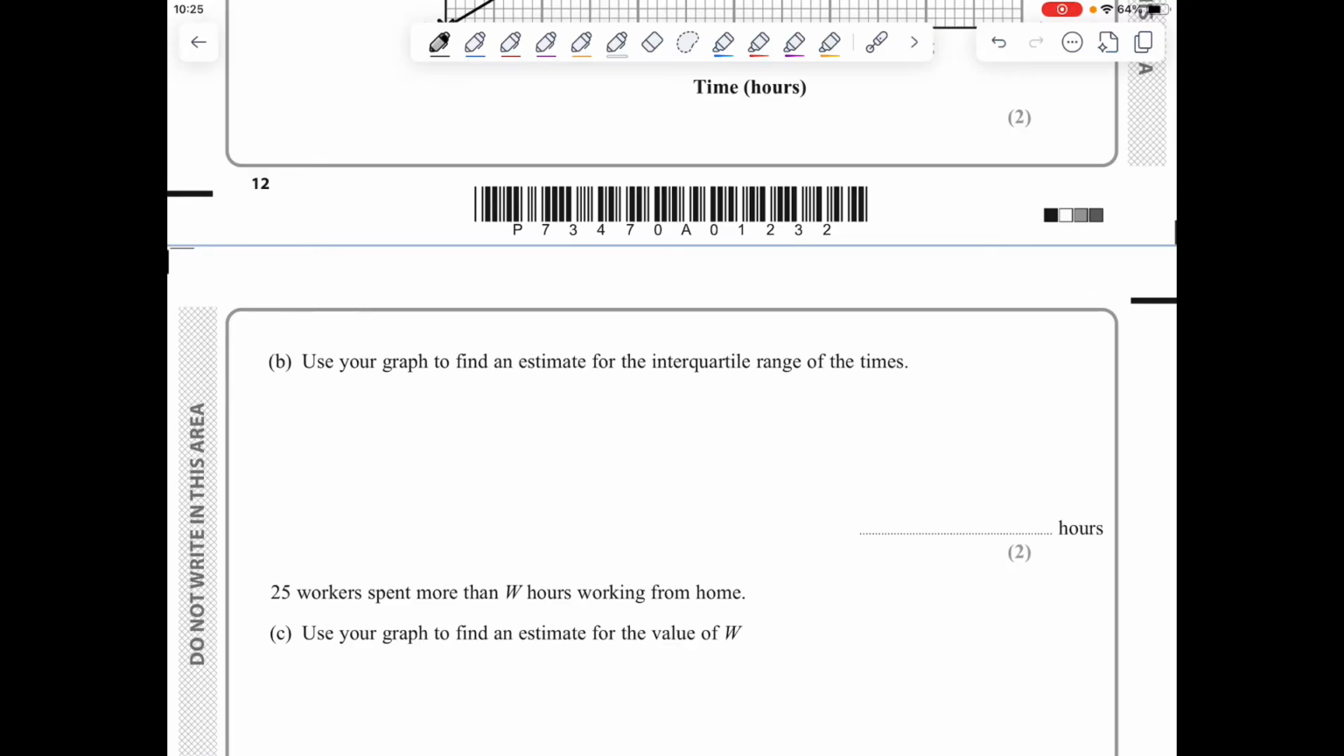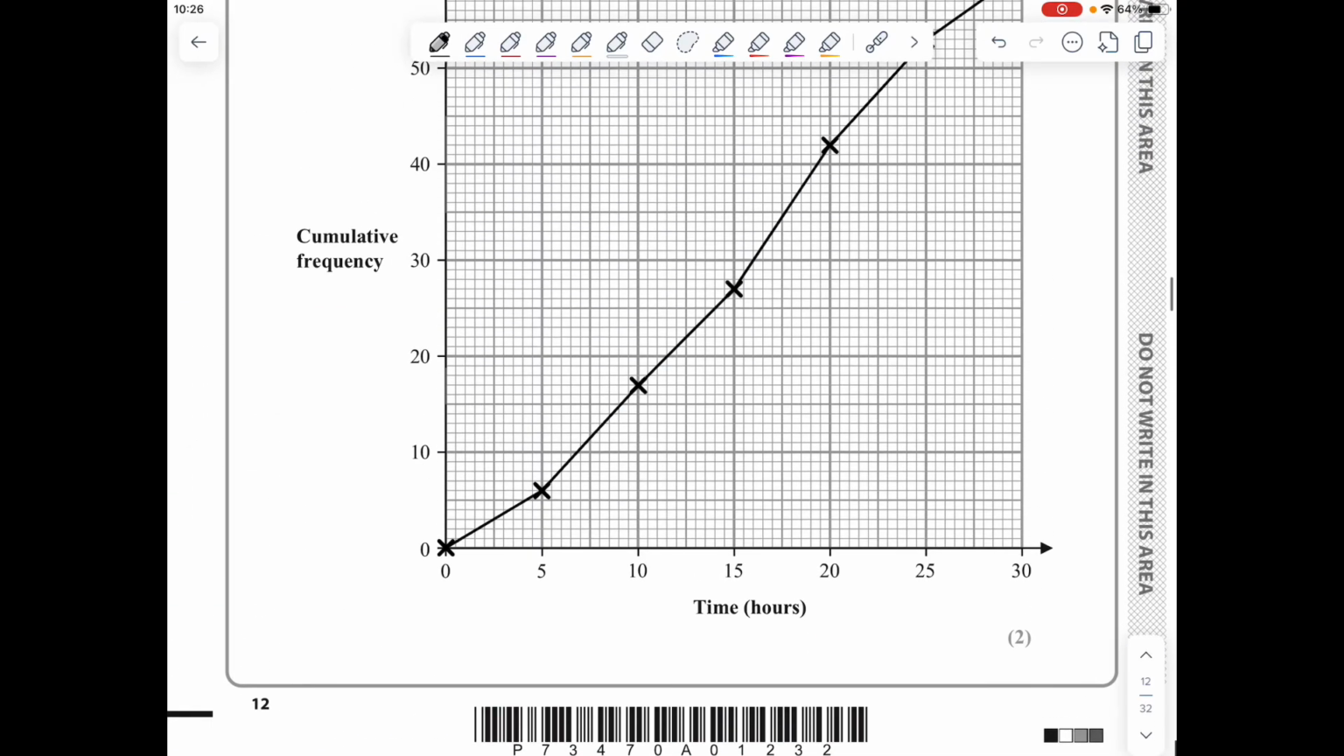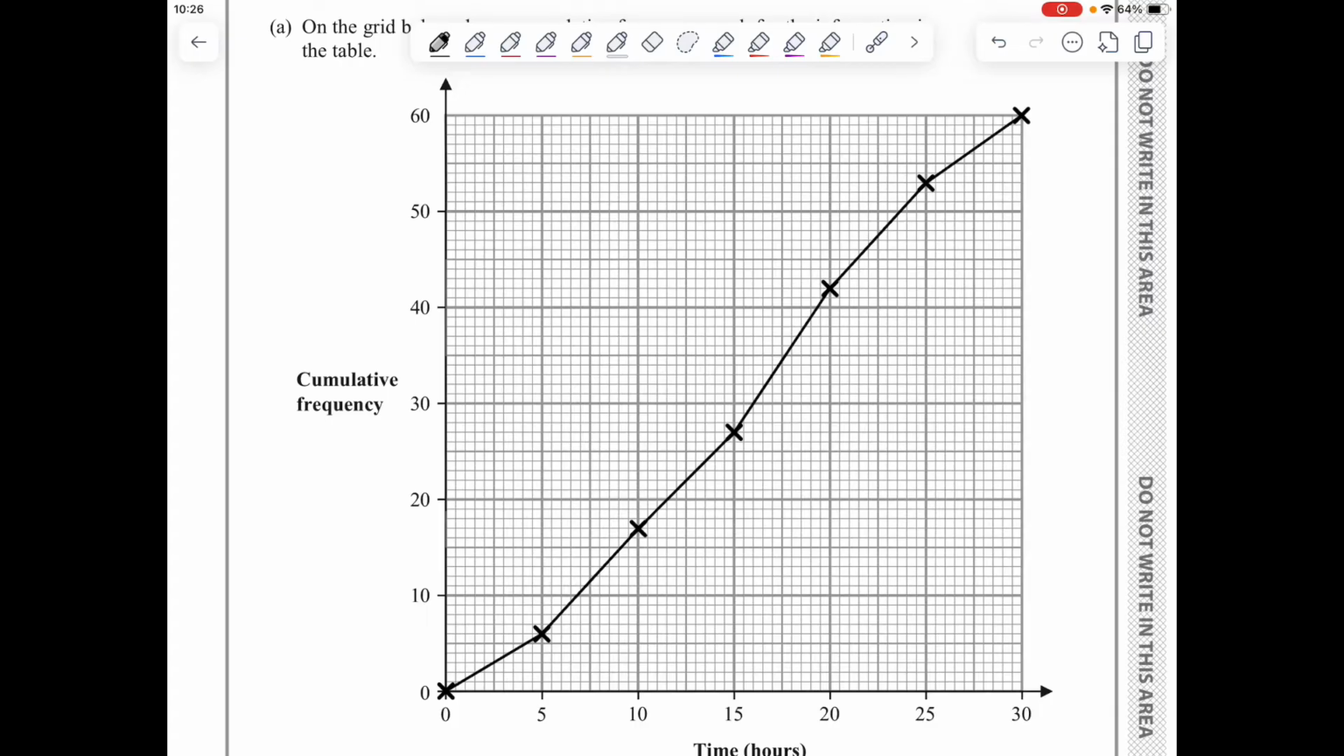In part B, I need to find the interquartile range. This is equal to Q3 minus Q1. So I'll find Q1 and Q3 first. Q1 and Q3 are found by taking either a quarter of 60 or 3/4 of 60. So it's the 15th observation or the 45th observation, and this will be found from my graph. So let's go back to the graph. So I'll need to find the x coordinate for a y coordinate of 15 and a y coordinate of 45.